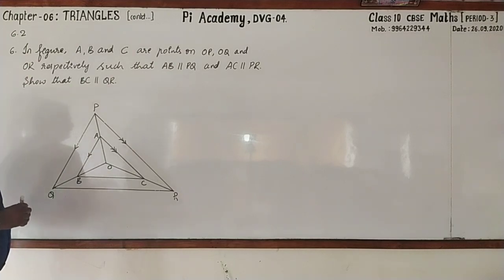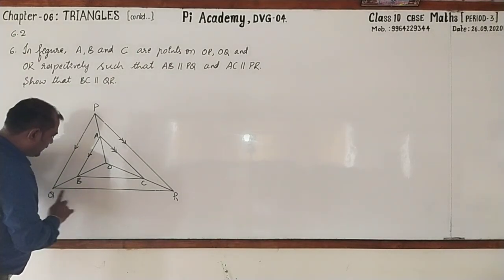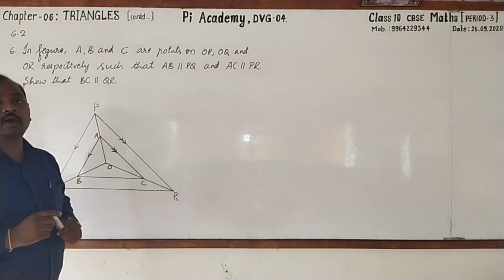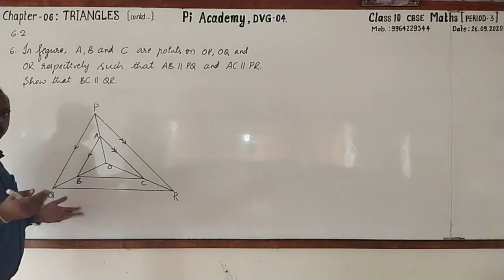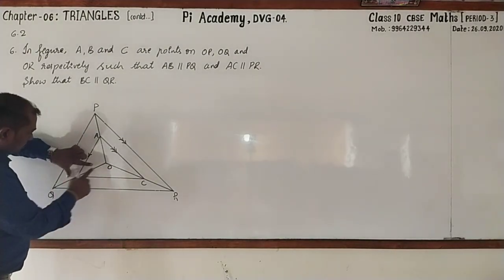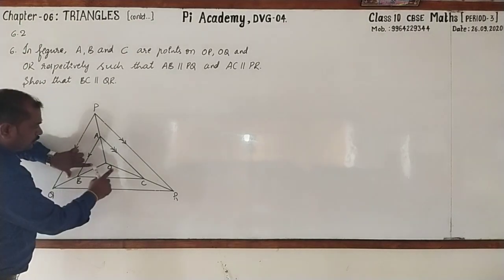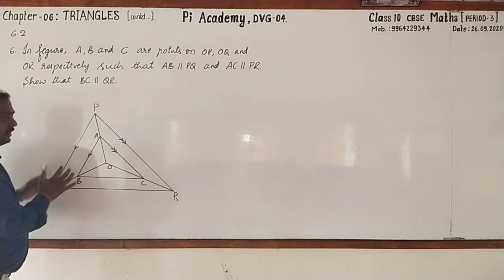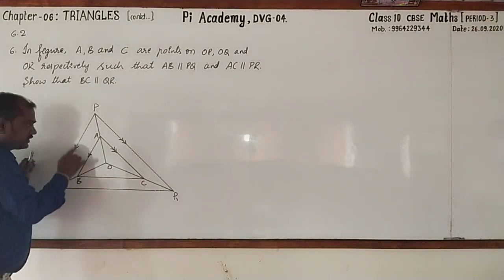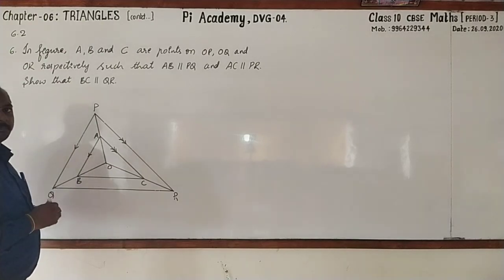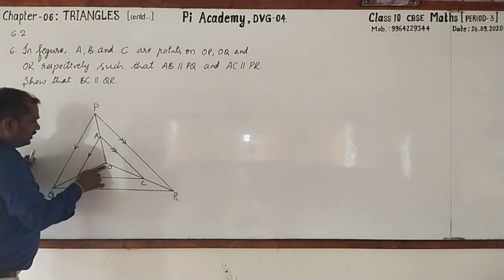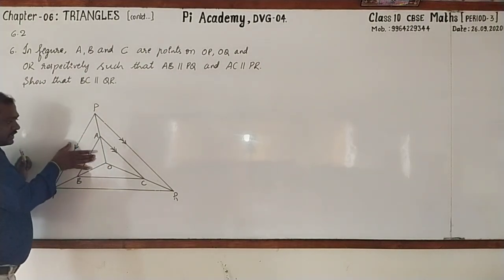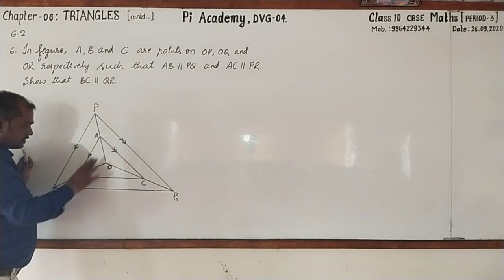Is it not simple? Definitely. If you want to prove BC parallel to QR, which statement should be used? Yes, you are right. Converse of BPT. If you want to apply the converse of BPT, OB by BQ should be equal to OC by CR. But how do you make these two ratios equal? By using the triangles in which the sides are parallel, right? Look here. You can go for taking the triangle OPQ. In that, these two sides are parallel, hence this ratio and this ratio are equal.